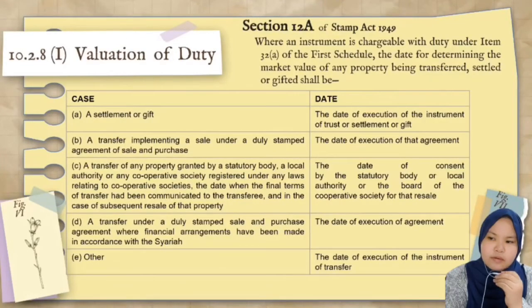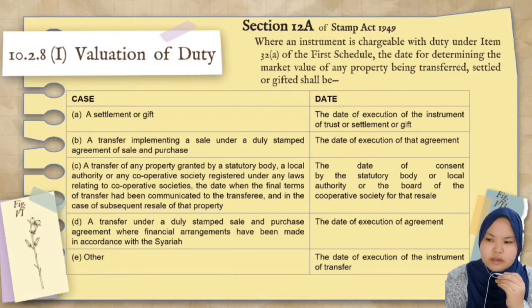Next is about the valuation of the duty. According to Section 12A of the Stamp Act 1949, where an instrument is chargeable with duty under Item 32A of the First Schedule, the date for determining the market value of any property being transferred, settled, or gifted shall be as follows. In the first case, of a settlement or gift, the date will be on the execution of the instrument of trust, settlement, or gift.